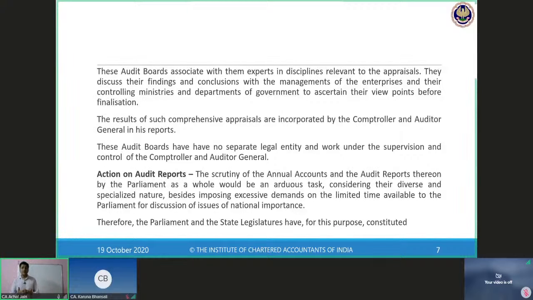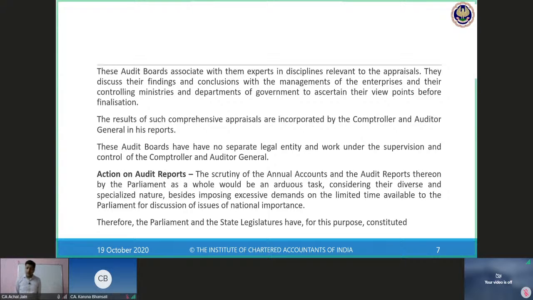They discuss their findings and conclusions with the management of the enterprises and their controlling ministries and departments, because these are the senior management, the people involved in decision making. So that's why all of these people are consulted on these matters. The results of such appraisals are incorporated by the CAG in his reports. These audit boards have no separate legal entity and they work under the supervision and control of CAG.